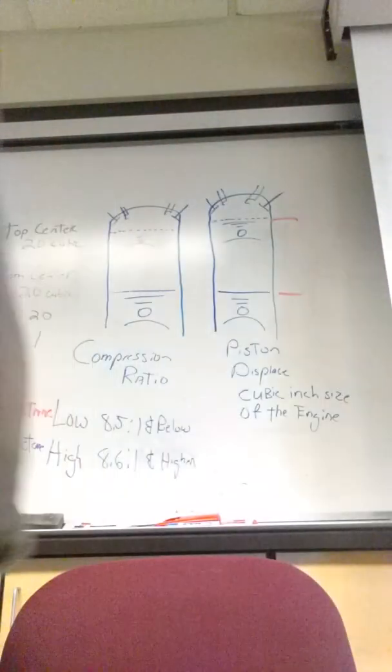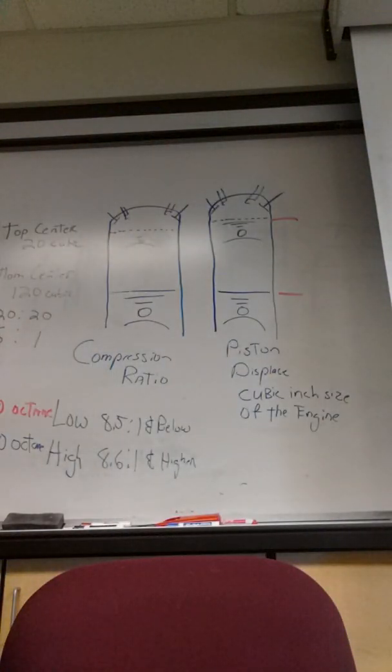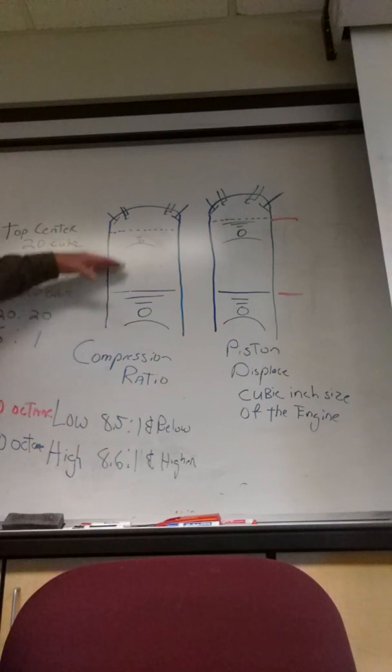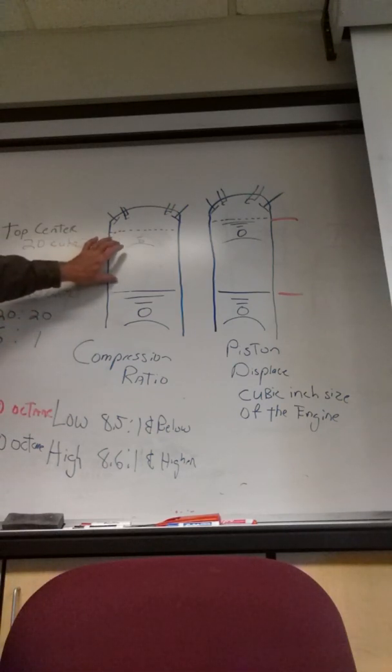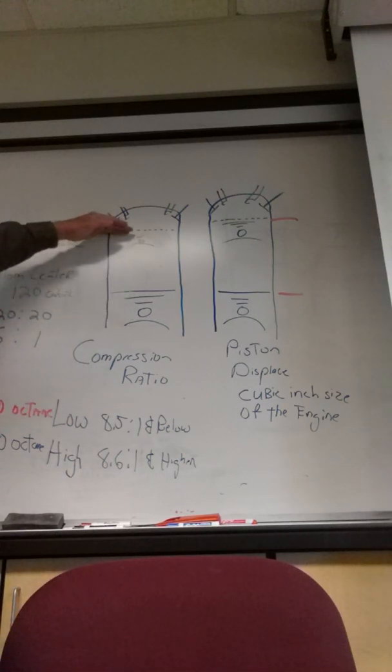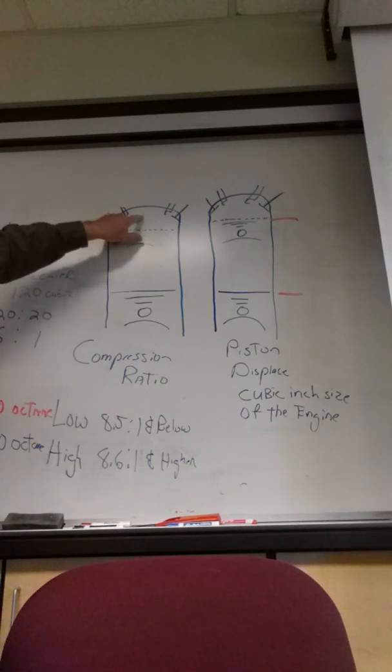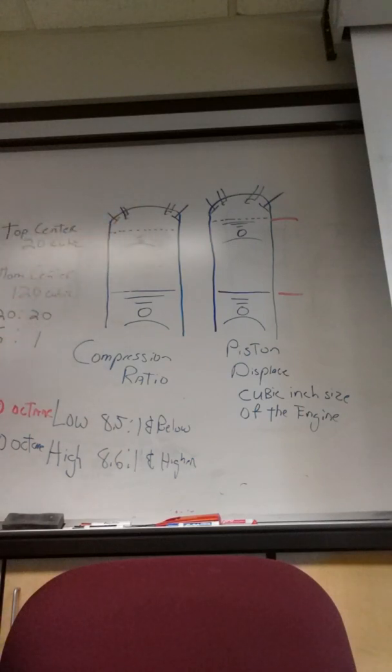Okay, how we come up with that compression ratio is if I measure my area here at bottom center, so we talked about volume and bottom center, I've got 120 cubic inches, let's say, and then of course I squish that fuel air mixture up into here, and I'm left over with 20 cubic inches up here when the piston's at top center. I then take 20 into 120, and I come up with 6, so there I would have a compression ratio of 6:1. And that's how we come up with that.